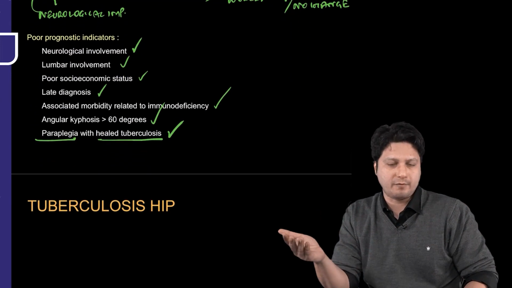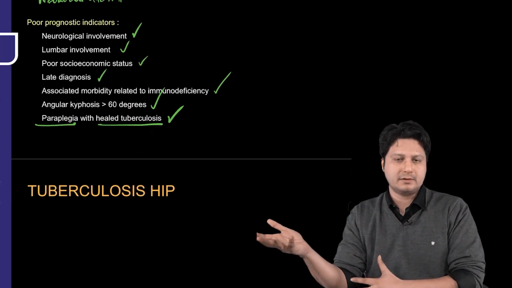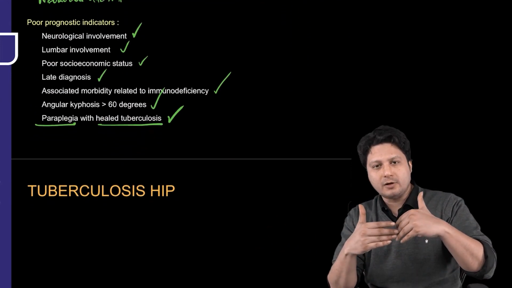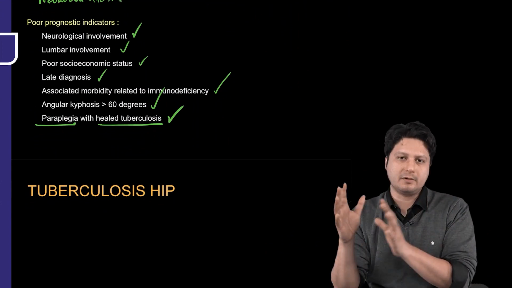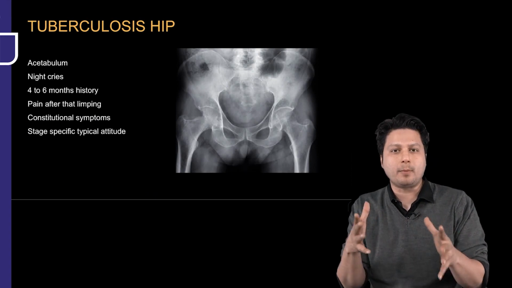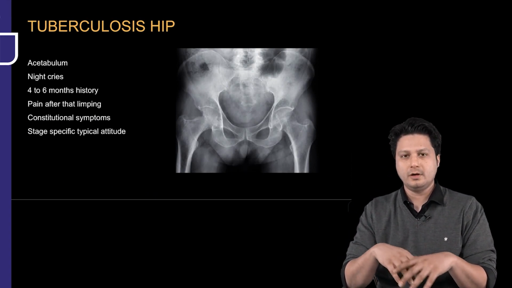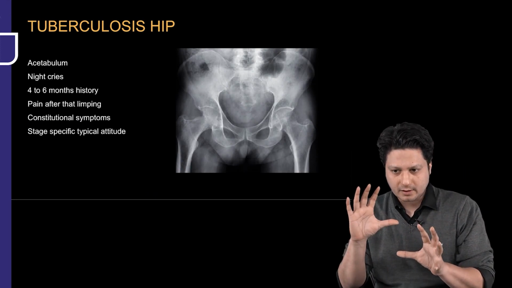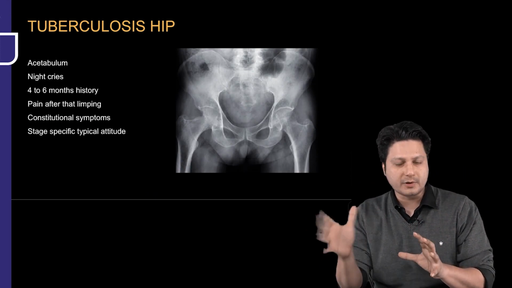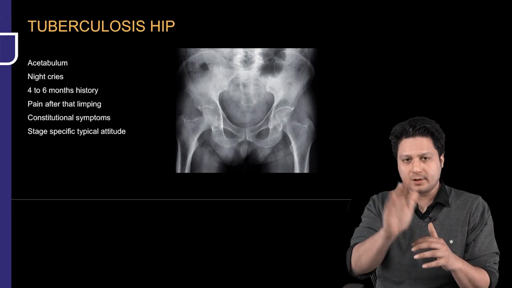The poor prognostic factors are all based on common sense. This list could include many other factors also, but all of them are based on common sense. Next, a very interesting topic is tuberculosis of the hip joint. Multiple subtopics we are going to talk about in this particular topic, which is very commonly observed and likely to be kept in your examination.